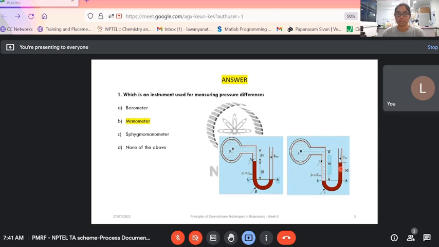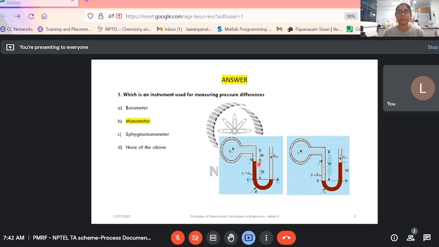The answer is manometer. Of course, a barometer measures pressure, atmospheric pressure maybe, but not a difference. Similarly, a sphygmomanometer is used to measure the blood pressure in humans, but the right answer is manometer, where you can actually measure the difference. It is a tube-like structure having a heavy liquid, and the liquid inside the tube will have different heights on each arm whenever there is a pressure difference.